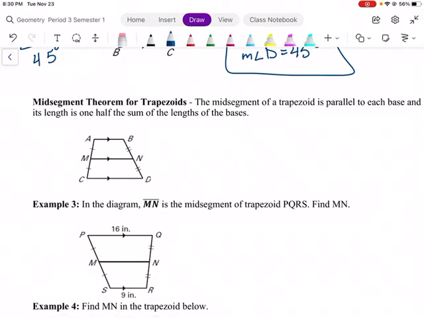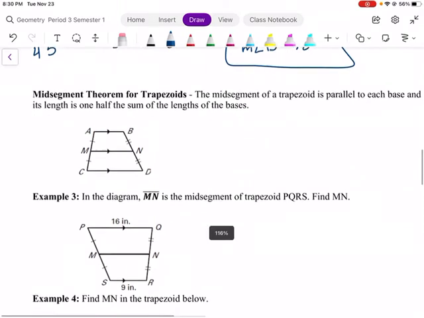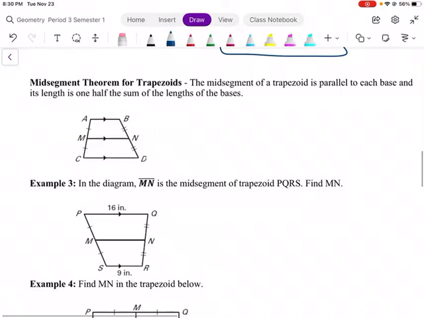All right. Next we have the mid-segment theorem for trapezoids. The mid-segment of a trapezoid is parallel to each base. So all 3 of these lines in this trapezoid are parallel with each other. And its length is 1/2 of the sum of the lengths of the bases.